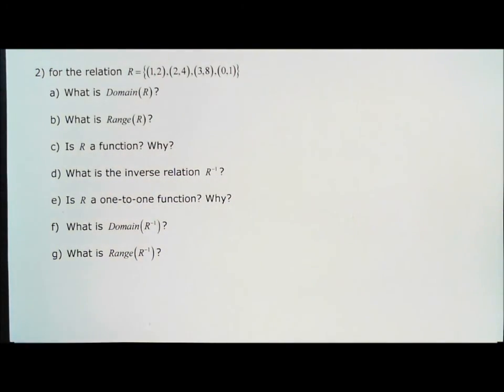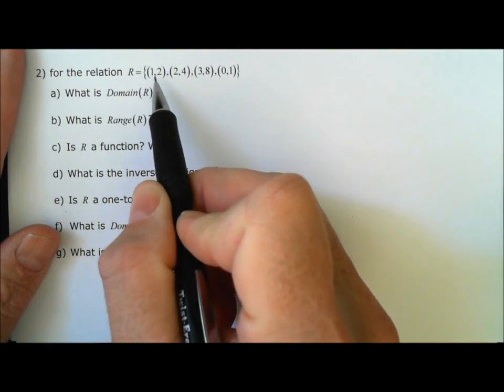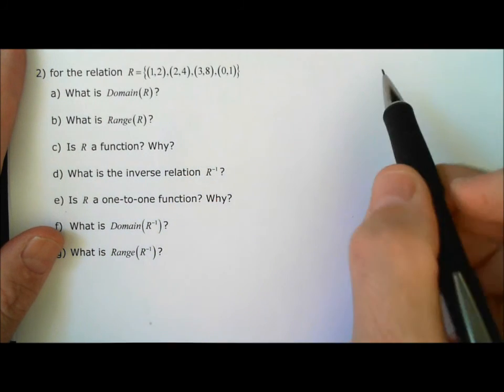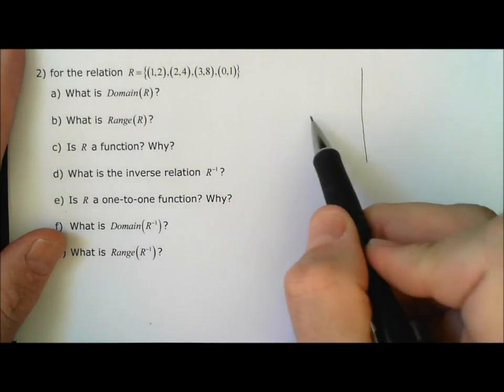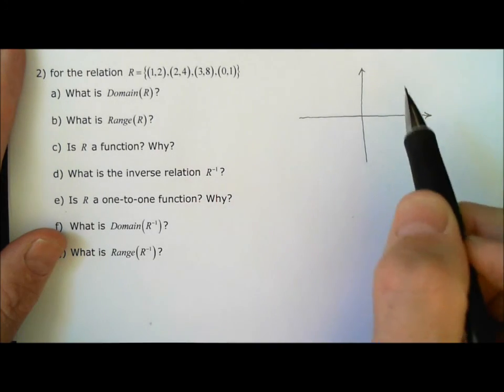Continuing on this quiz, we have a relation here which is made up of 1, 2, 3, 4 points. These are 4 ordered pairs, which is one way to give a relation. And if we were to graph it, which might be helpful here, we would just plot 4 individual points.